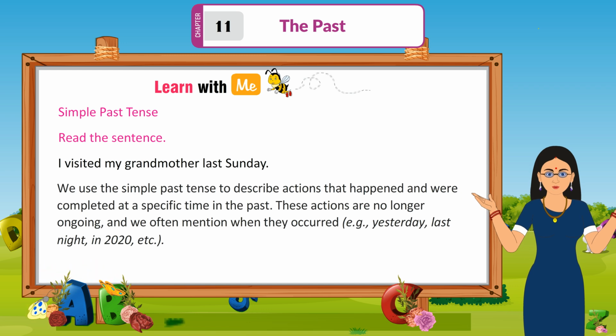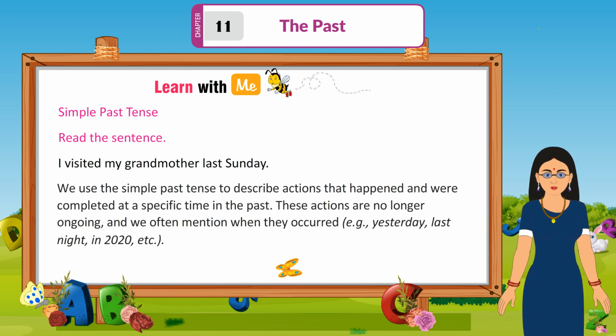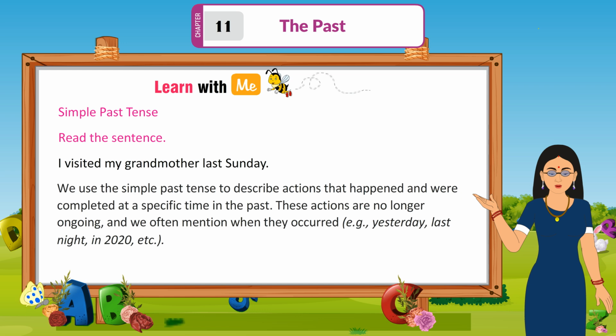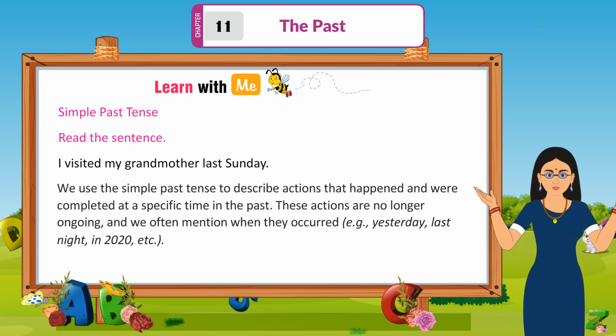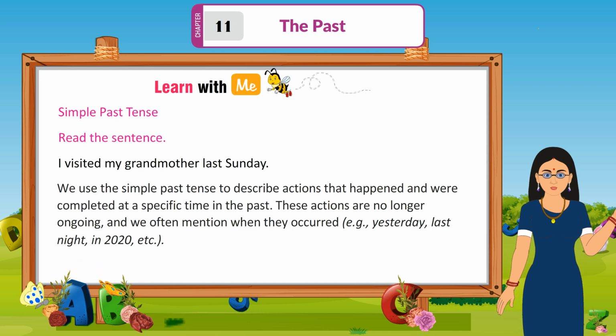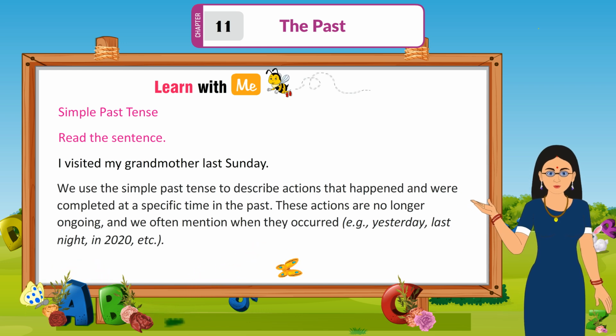We use the simple past tense to describe actions that happened and were completed at a specific time in the past. These actions are no longer ongoing, and we often mention when they occurred. For example, yesterday, last night, in 2020, etc.